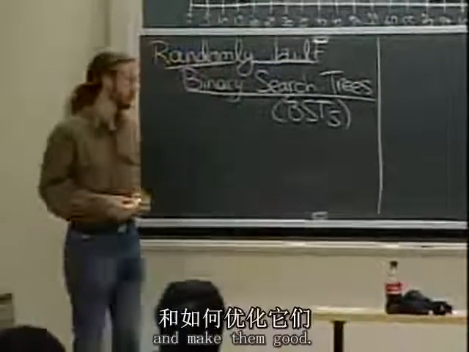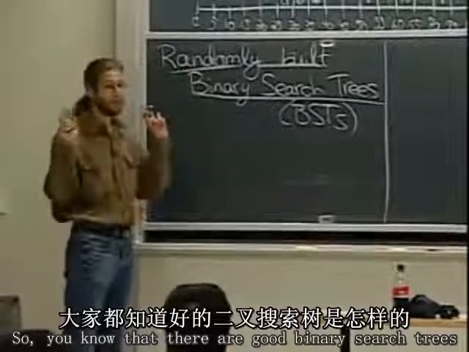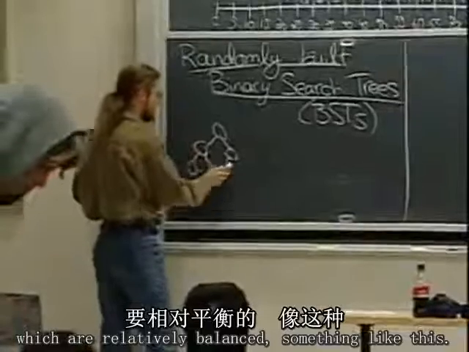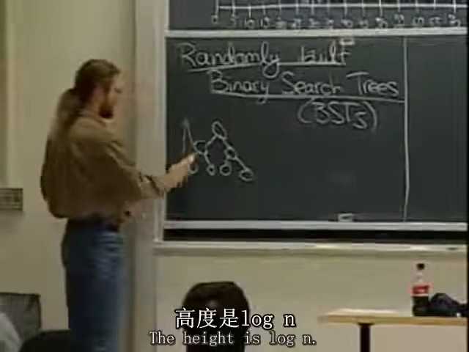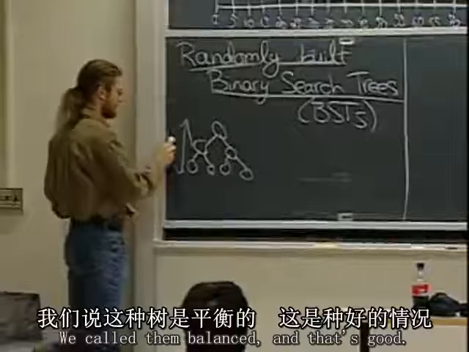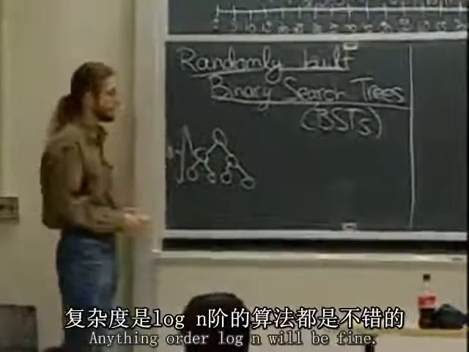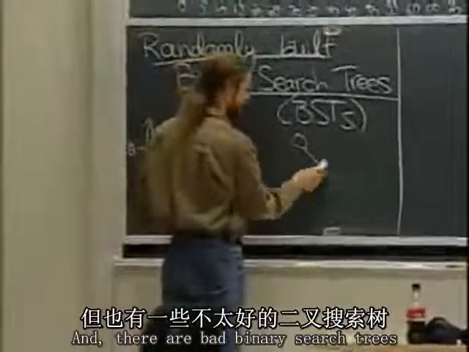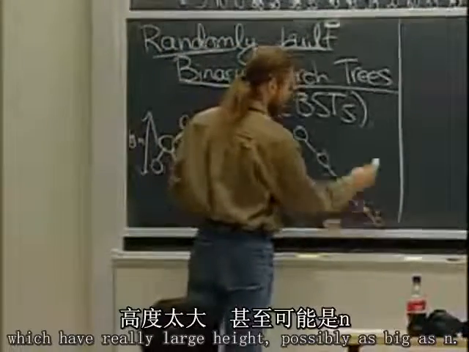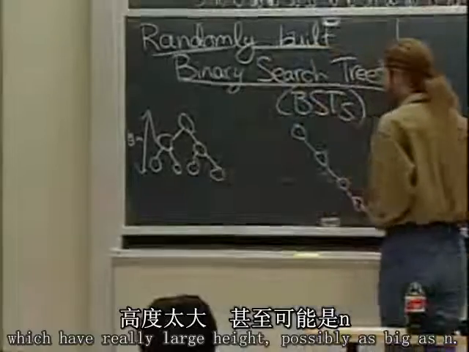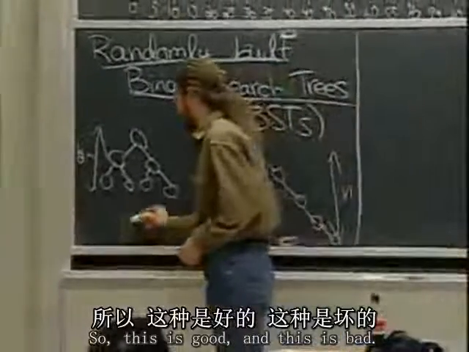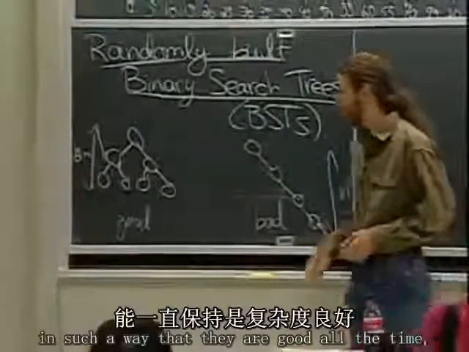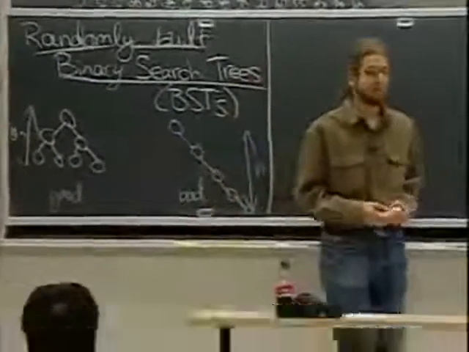make them good. So you know that there are good binary search trees, which are relatively balanced. Something like this. If the height is log n, we call them balanced, and that's good. Anything order log n will be fine. In terms of searching will then cost order log n. And there are bad binary search trees which have really large height, possibly as big as n. So this is good, and this is bad. We'd like to build binary search trees in such a way that they're good all the time, or at least most of the time.